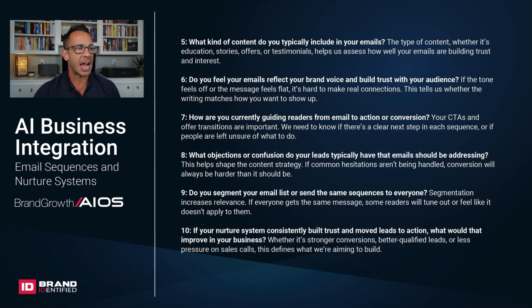Question number 7 is, how are you currently guiding readers from email to action or conversion? Your CTAs and offer transitions are important. We need to know if there's a clear next step in each sequence or if people are left unsure of what to do next. Question number 8, what objections or confusion do your leads typically have that emails should be addressing? This helps shape the content strategy. If common hesitations aren't being handled, conversions will always be harder than they should be.